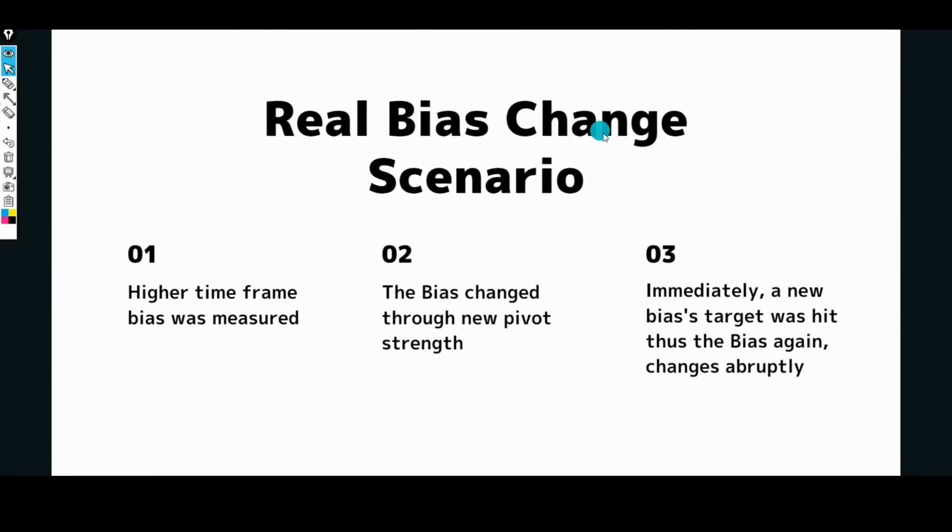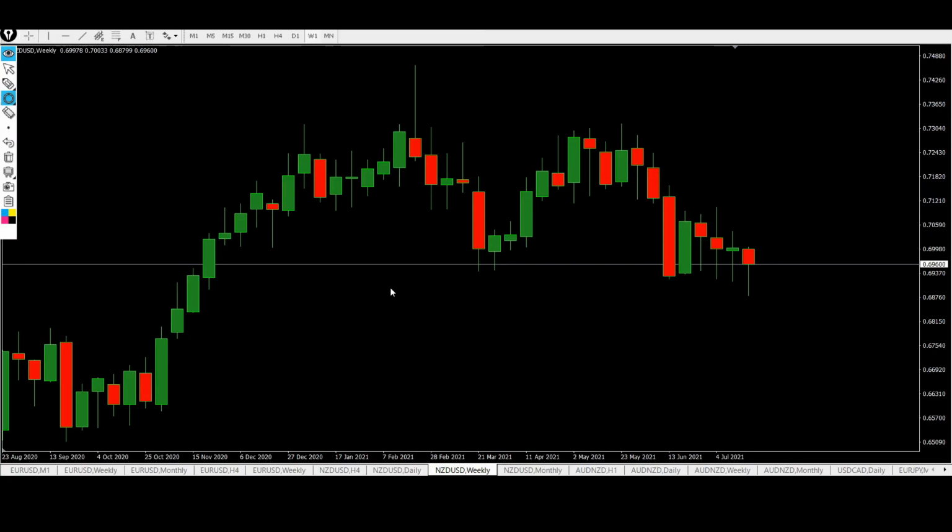All right, a real bias change scenario. Number 1, higher time frame bias was measured. Okay. So we're back on this NZD USD weekly chart. Now, if you watch my forecast and analysis videos, you can recall that the future short strength of this pivot right here was measured against the future long strength of this pivot. And we found that there's more long strength than short strength.